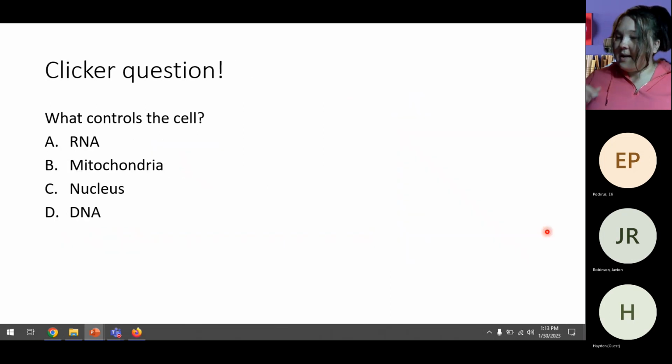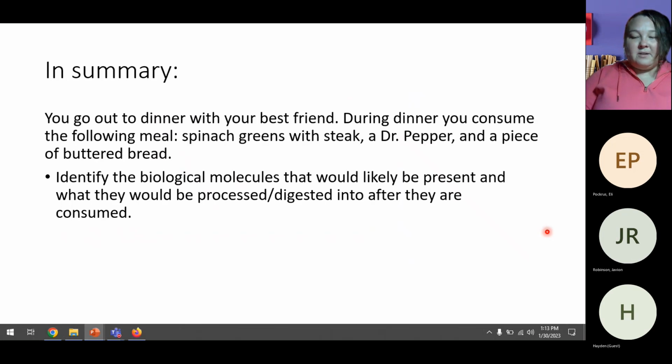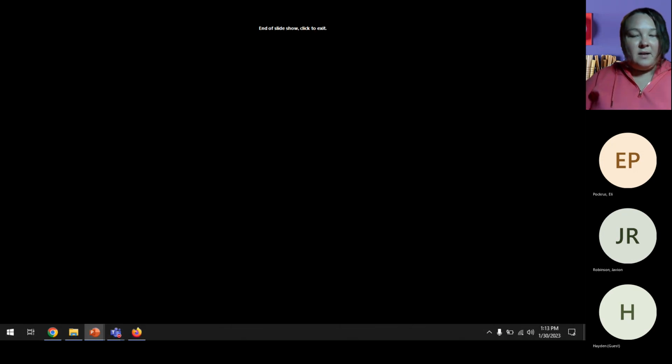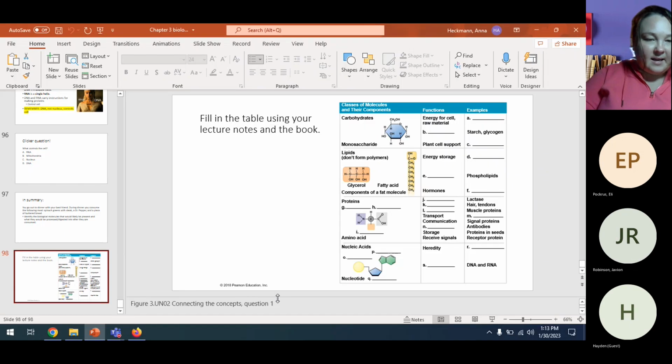Here is our next clicker question. I think this might be the last one. All right, excellent. Good job, guys. 100% chose D. All right, you can do this on your own if you want. Here's something that you can fill out by looking at the book if you want. And that is the end.